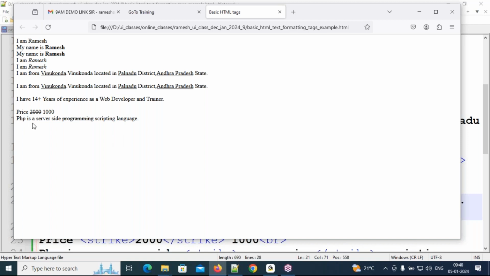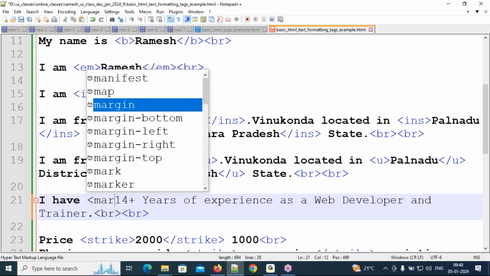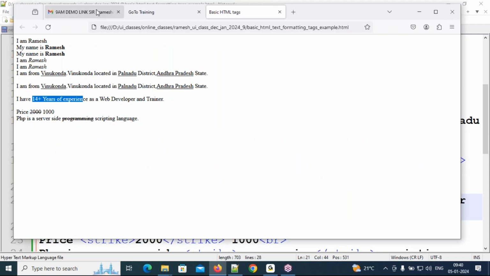Now I want to highlight this 14 plus years of experience, but not with bold or italic or underline or anything. I want to highlight it with something like a yellow background. What is that, everybody? Like a background color. For that purpose we can go for the mark tag. So what is this? Striking through it. What is the difference between this one and this one? This is invalid, but this is most valid.